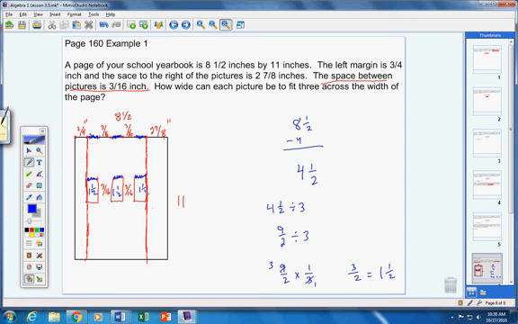Alright? Now, in other words, you can check your work. If I take 3/4 plus 1.5 plus 3/16 plus 1.5 plus 3/16 plus 1.5 plus 2 7/8, I will get 8.5. Okay? Back it up and watch again if you need to, guys.